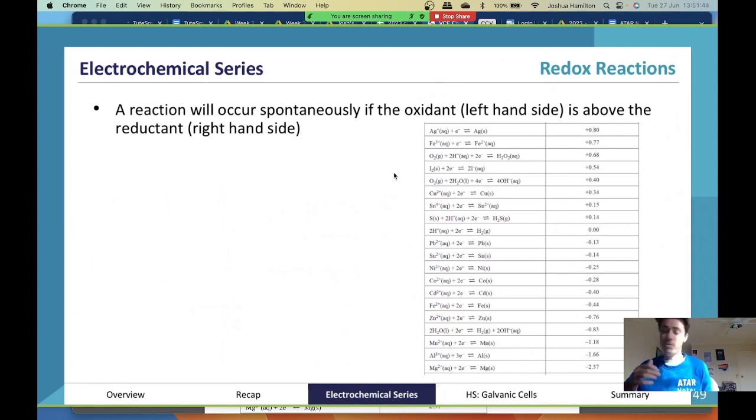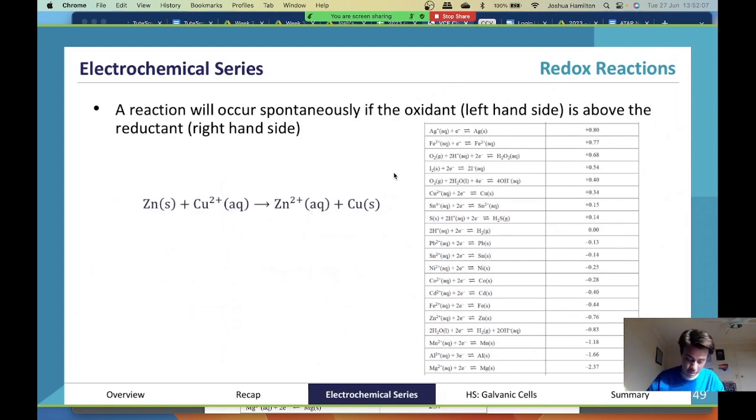Now, if you have non-spontaneous reactions, where you're forcing a reaction to occur, this is electrolysis, and it's what you will talk about in year 12. So please don't worry about it for this year. This year, everything has to be spontaneous. And for something to be spontaneous, it needs to be left-hand side to right-hand side, and it needs to be top left to bottom right.